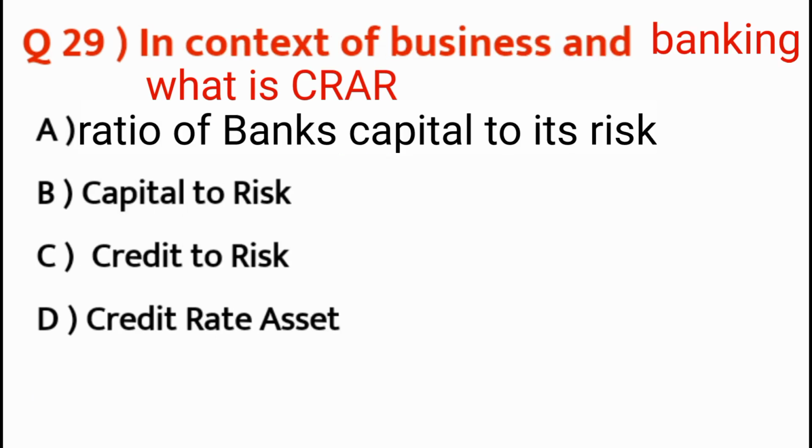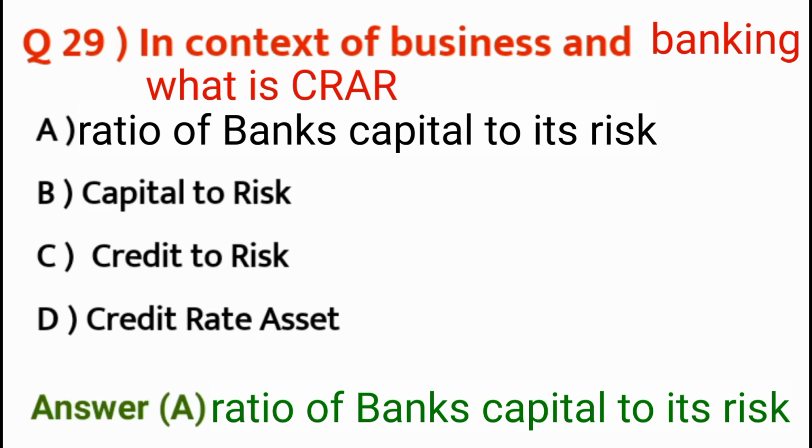So next, in context of business and banking, what is CRAR? So these are the options and the correct option is option A, ratio of bank's capital to its risk. This is the correct option.